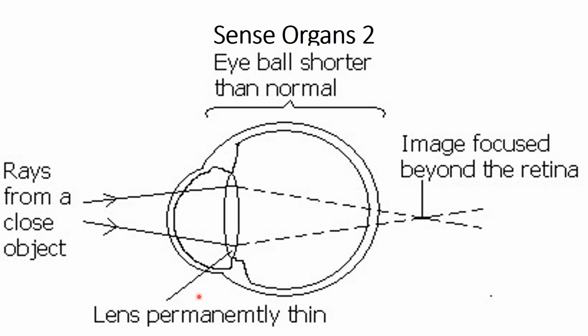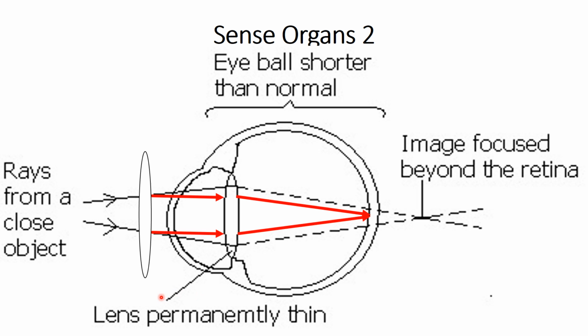Now we are going to introduce a convex lens. The convex lens is going to make this light parallel, as if it's coming from afar. Once this parallel light reaches here, it's going to be refracted in a normal way so that it is focused. So this is how this lens is used to correct hypermetropia.